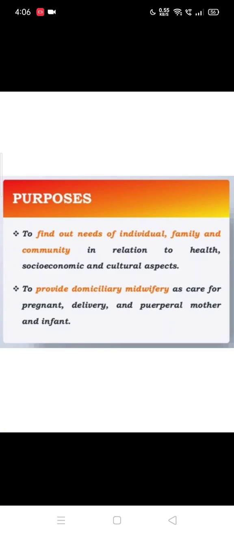So what is the meaning of midwifery here? You may have this doubt. Midwifery, or midwife: who is a midwife? A midwife is a nurse who is assisting for childbirth.